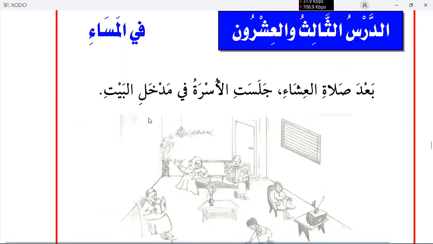Or you can also call it madkhal, meaning doorway as well. So both meanings are okay. You can use either according to the situation. After the salah of Isha, the family sat in the doorway, in the hallway, or in the entrance of the house.